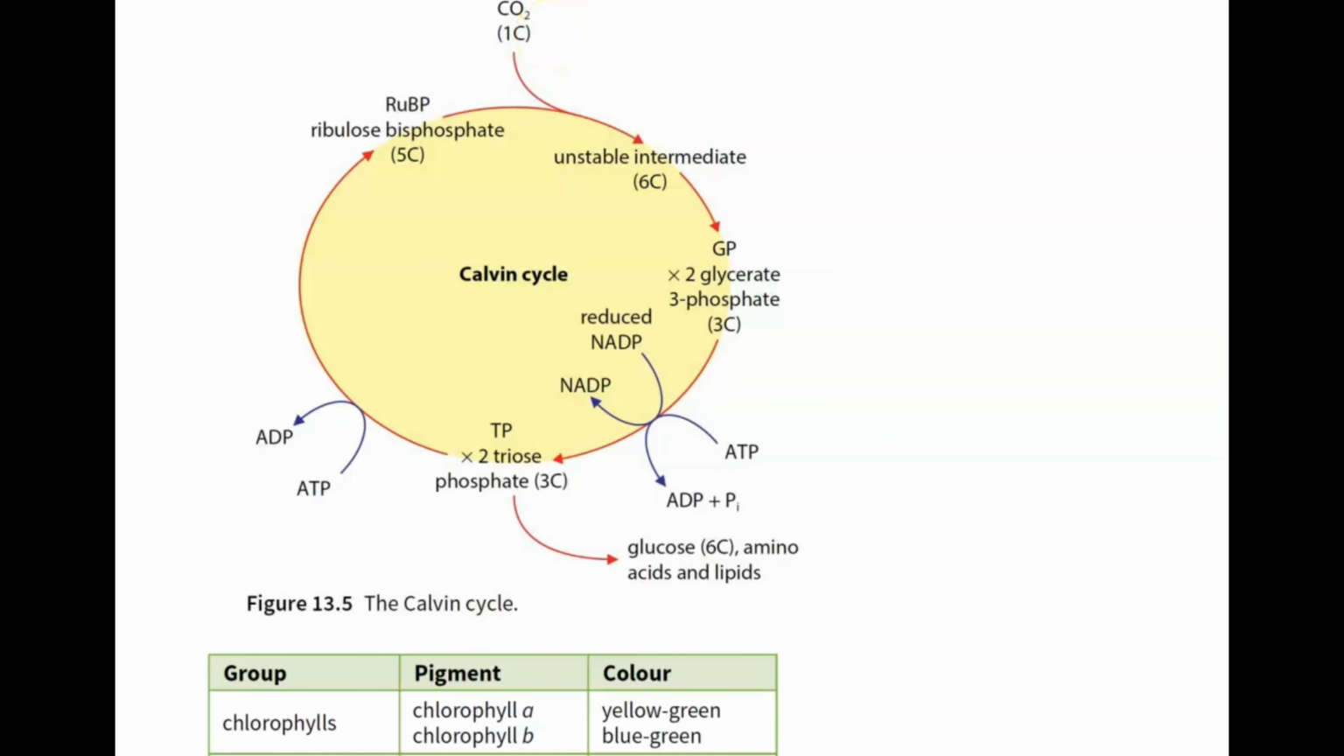So the first step of the Calvin cycle is carbon dioxide fixation.